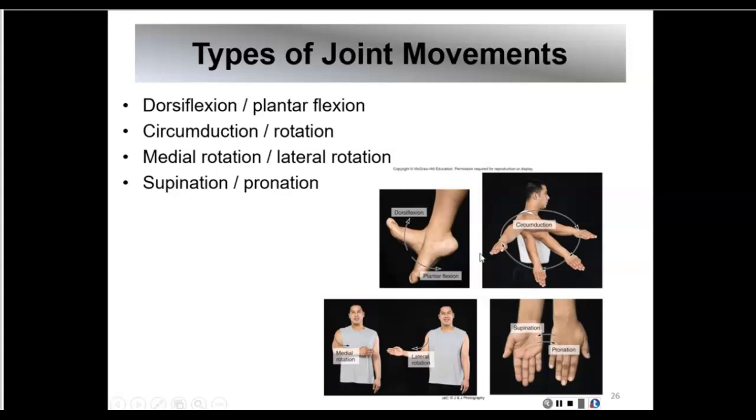Circumduction is a rotation. Circumduction is moving your shoulder in a circle. Rotation is rotating, for instance, this is showing the elbow and the shoulder, rotating it medial, internal, and this one is lateral, to the outside. Supination and pronation. In the palm example, here's the supination, palm forward, up. Pronation is palm down.